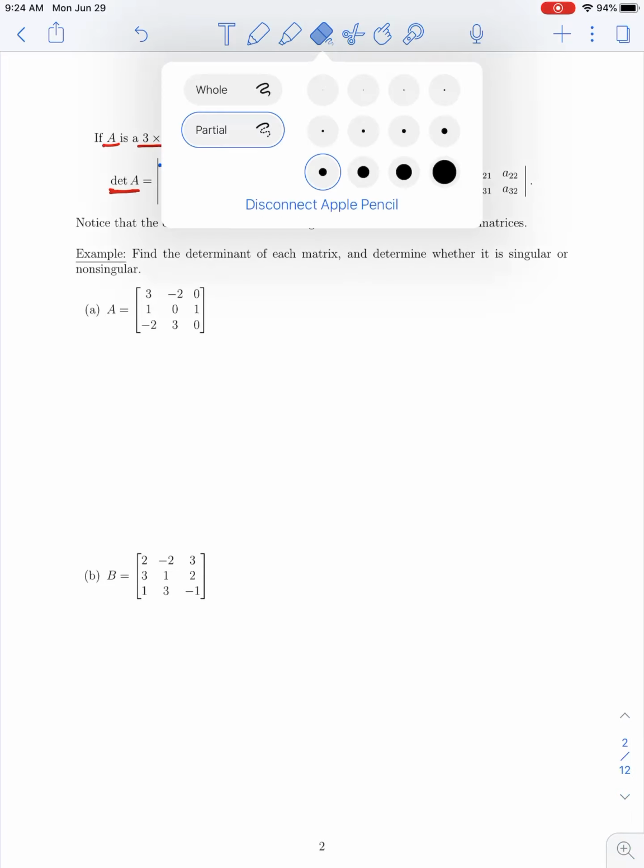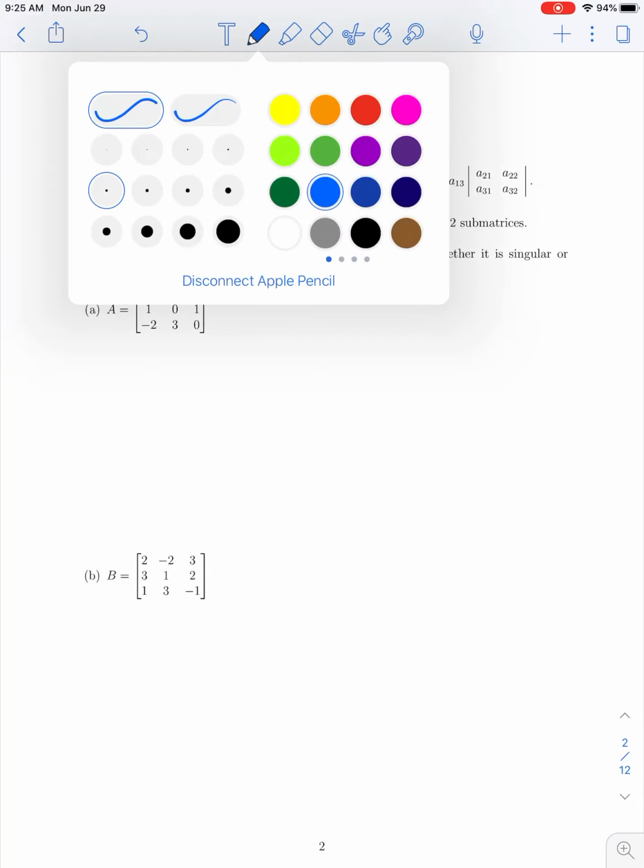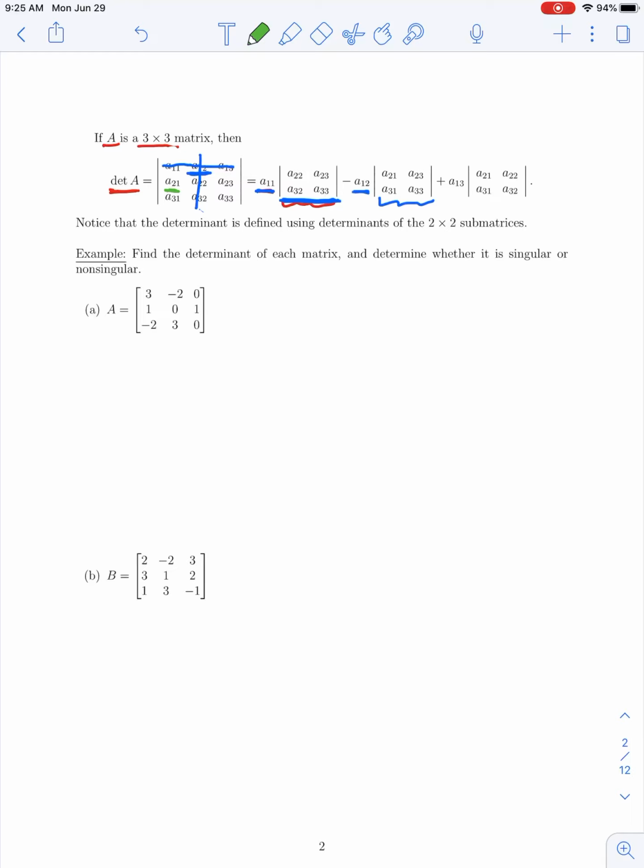Now from there, let's look at our next term. The next term would be minus A12, so we subtract the second entry in my first row, and then multiply by the determinant of the 2 by 2 submatrix I get by deleting the row and the column that A12 lies in. So the submatrix I'm left with here would have entries A21, A23 for the first row, and A31, A33 for the second row.